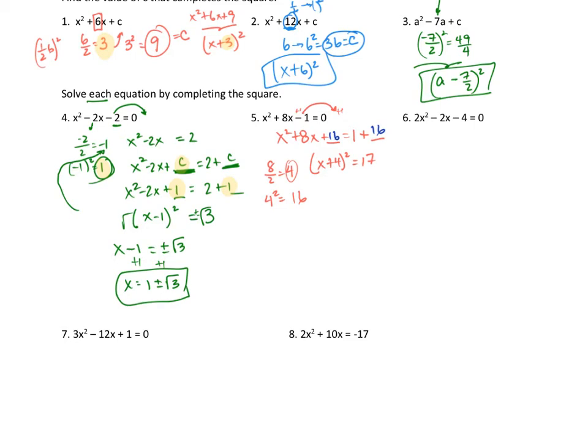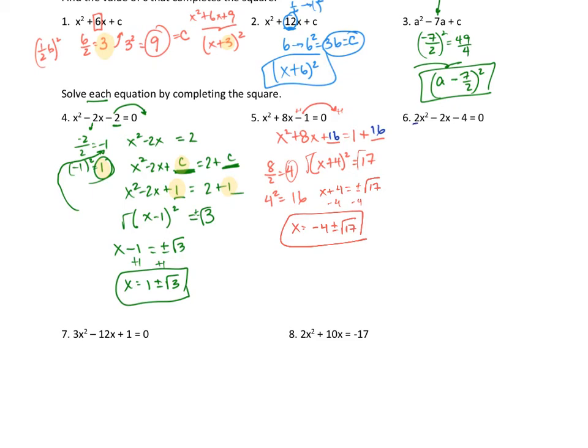And we can finish solving from there by taking the square root of each side, which square root here, square root there. This will give me x plus 4 equals plus or minus the square root of 17. So x will be, subtract 4 from each side, negative 4 plus or minus the square root of 17. All right, moving on to the next problem.